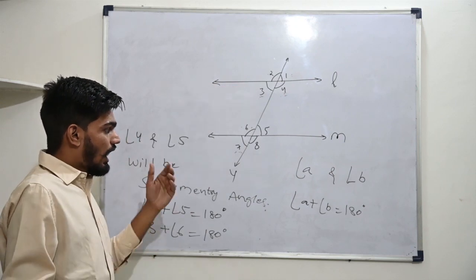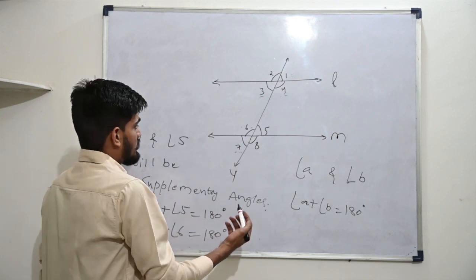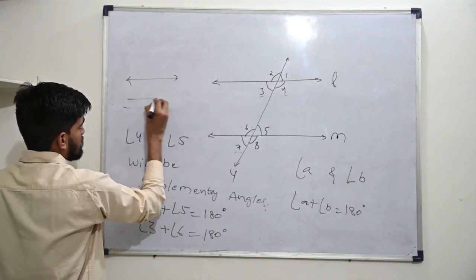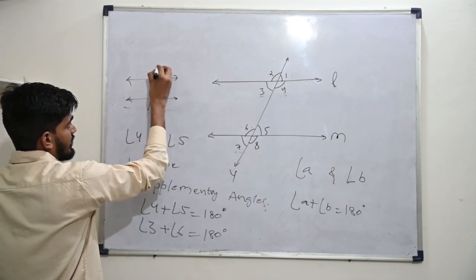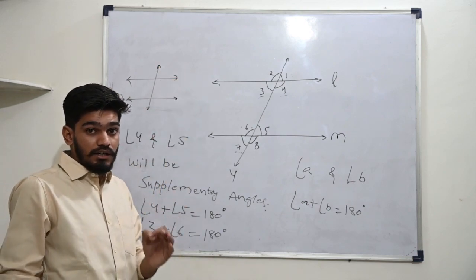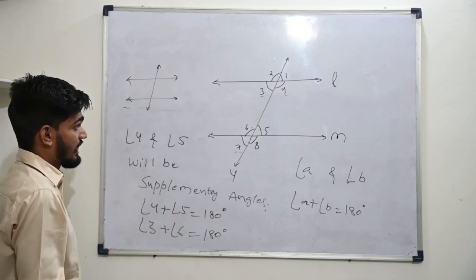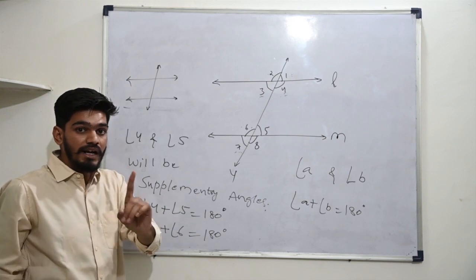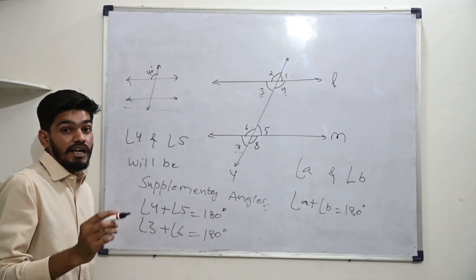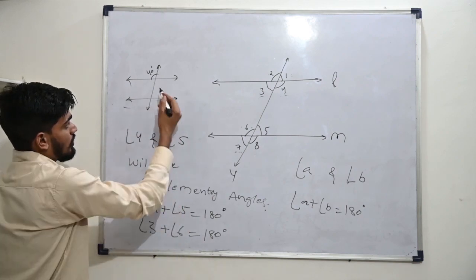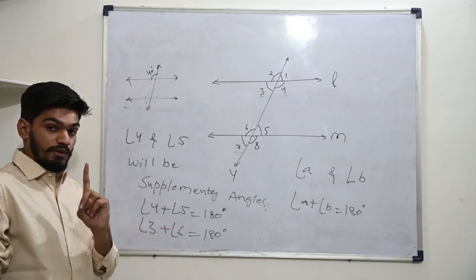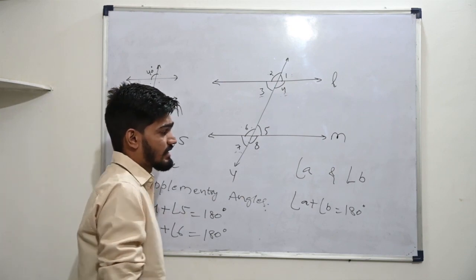Alright, so how does it help us? Okay, suppose you are given two parallel lines and there is a third line which cuts it. Okay, so now if you are given with only one angle out of these eight angles, let's say this angle is given to you 40 degree. Now you can calculate all the remaining angles. How? Okay, only one angle, which you need to know. What is that? Opposite angle.